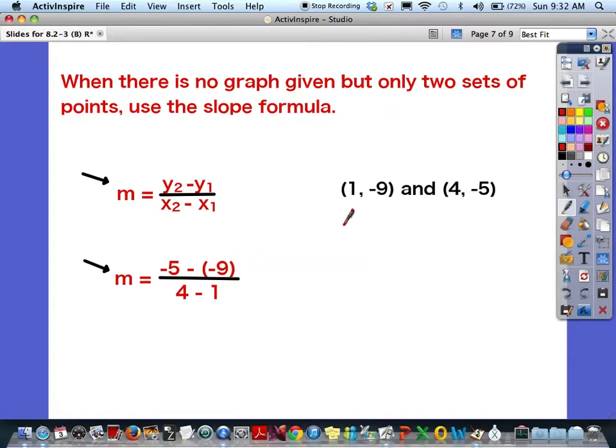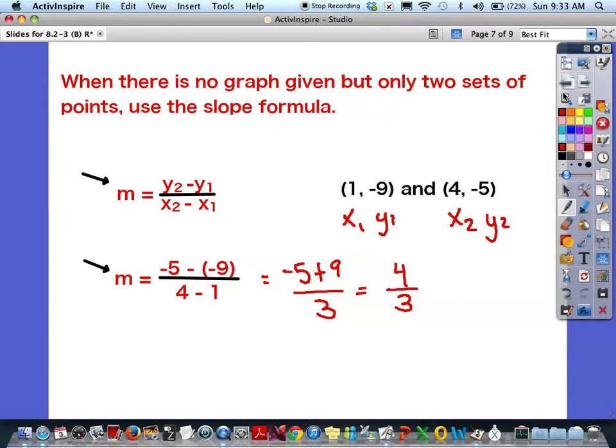So in this case, I'll make this my x1 and my y1. This will be my x2 and my y2. We plug those things in and we get these values. And then we simplify. -5 plus 9 over 3, or 4/3. So in this case, m is 4/3. That's how easy this is. It's not complex. It's not difficult. You just have to think about what you're doing.